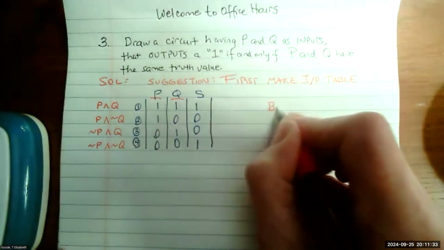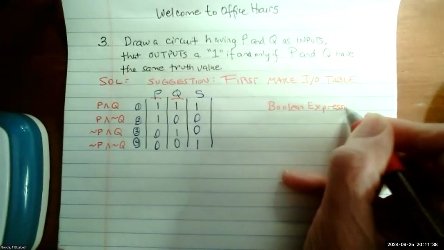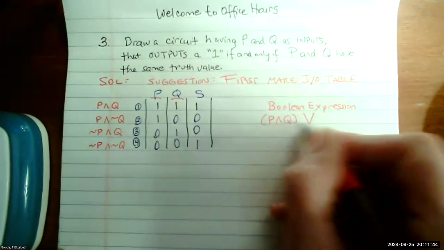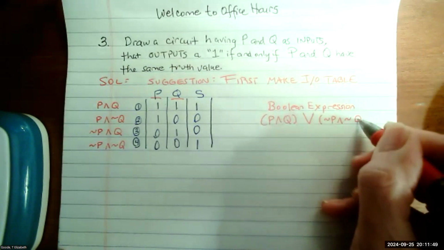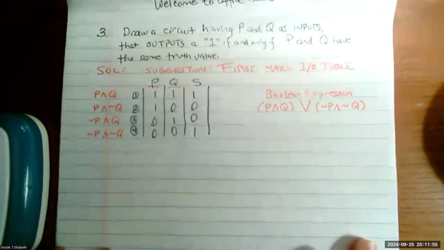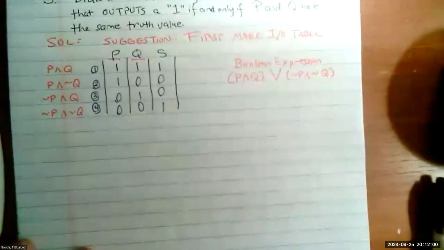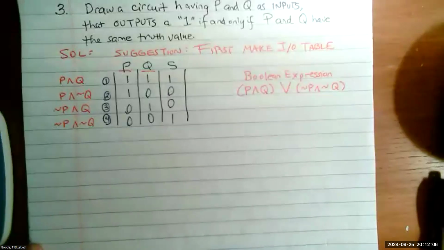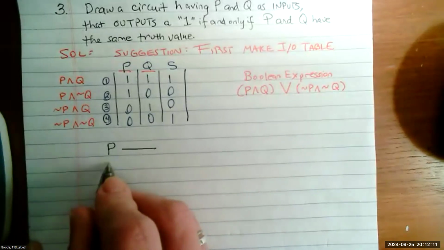So the Boolean expression is supposed to tell us exactly when we're going to get an output of 1. Well, we get it when P and Q are both true, or there's an OR between that and the other situation when we want to get a hot output. Does that make sense? Yeah. Once we see the Boolean expression, it can be easier to say, okay, I know how to draw a circuit for a Boolean expression. We're going to have P and Q.